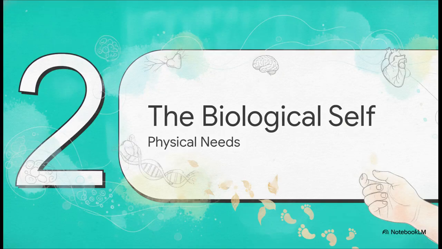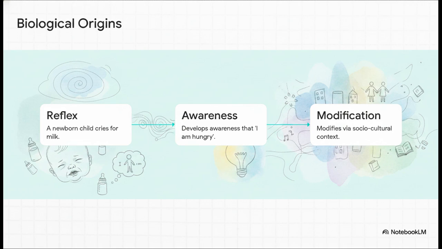Moving right along to Section 2, the biological self. It's crazy to think about, but a newborn baby actually has zero concept of itself. It takes time to emerge. The very first elements kick off with a pure reflex, like a newborn crying for milk when it's hungry. Over time, that basic reflex evolves into a conscious awareness. "Oh, I am hungry." And boom, that is the birth of the biological self. But it doesn't just stop there. As we grow up, this biological foundation is constantly being tweaked and modified by our physical and sociocultural environment.